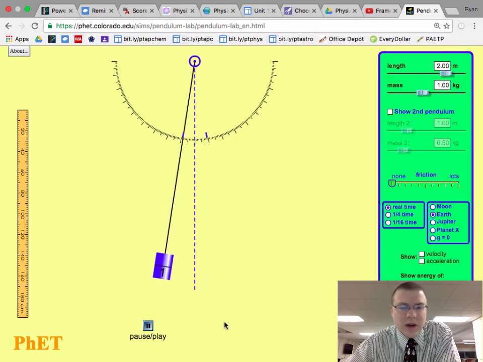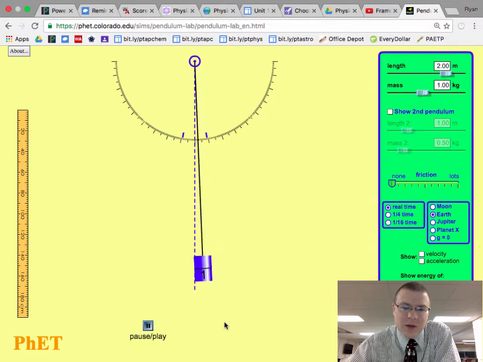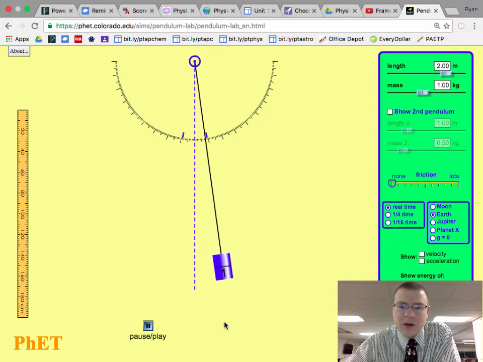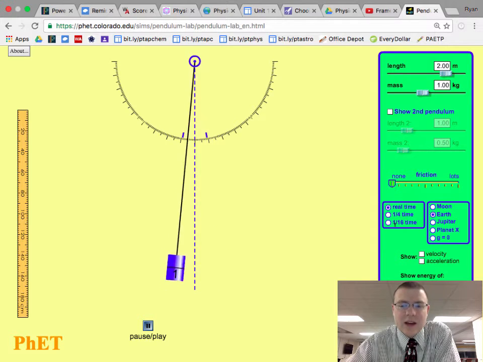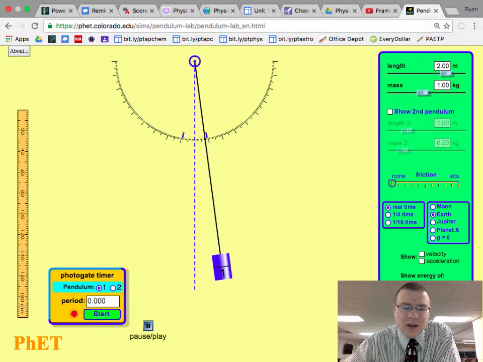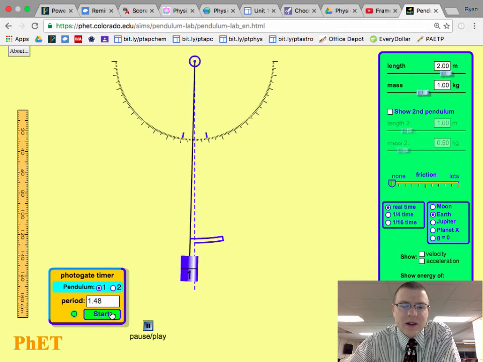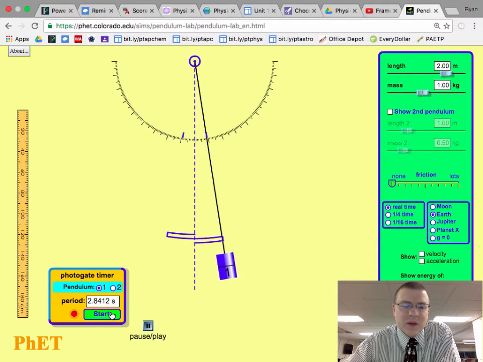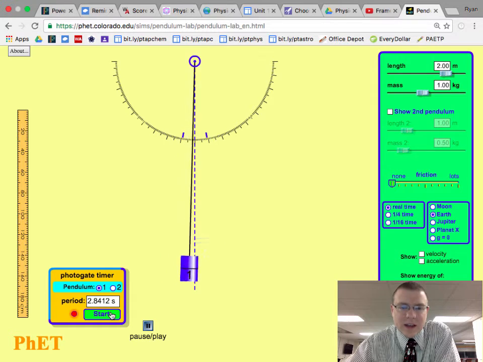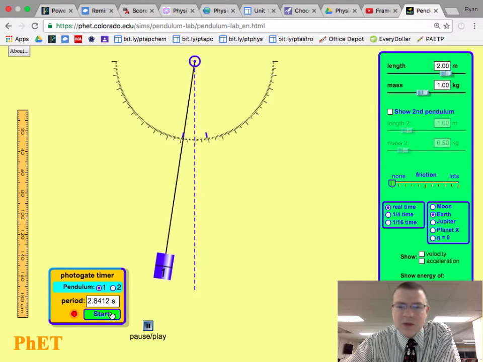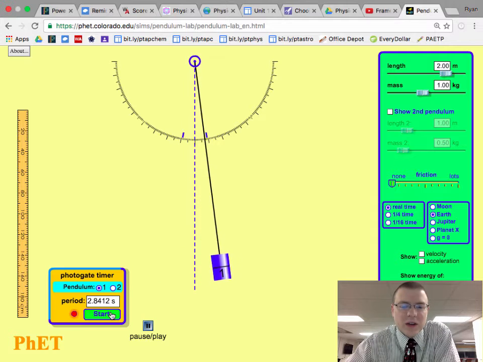Just like a spring and a mass system, we do see similar things with this, and we can time the oscillations to see how long the back and forth motion takes. So in this case, it takes about 2.8 seconds for this pendulum to oscillate. It is a 2-meter pendulum with a mass of 1 kilogram.